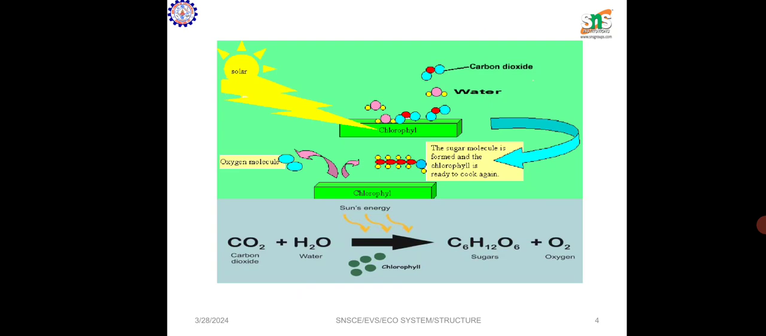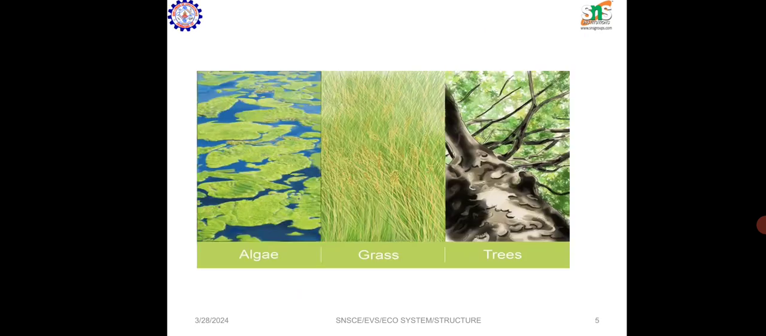This is the pictorial representation of photosynthesis. Every plant takes sunlight, water and carbon dioxide and makes its own food. Sometimes that can be transferred through the leaves and branches, and sometimes it can be stored as carbohydrates, that is, sugars. This is an example pictorial representation of green plants: algae, grass and trees.